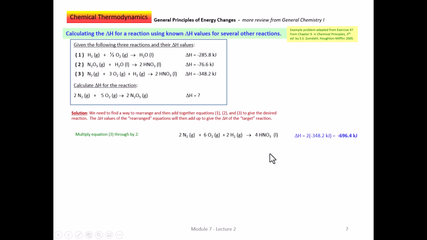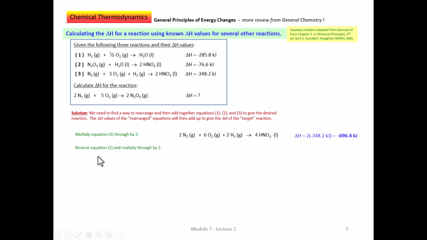Well, my choice is based on the fact that in the target reaction, N2 gas is on the left, so I want to leave it on the left. And there's a 2 in front of the N2 gas, so that's why I multiplied this equation through by 2, so I get 2 nitrogen molecules. And at least we get something that starts to look like this target reaction.